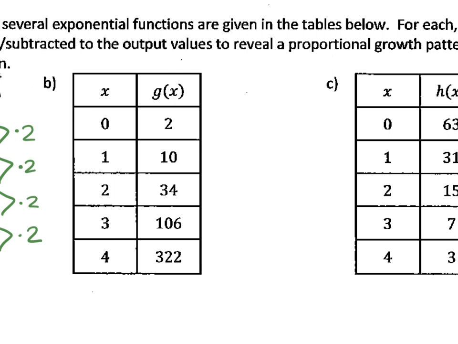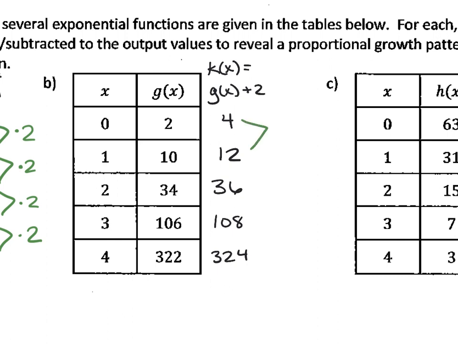2. If we add 2, so we're saying that the new function we're writing, k of x, would be equal to the outputs g of x plus 2. That would make this 4, 12, 36, 108, and 324. What is that pattern, or how am I changing in the new outputs we created? Times 3, times 3, times 3, and times 3.